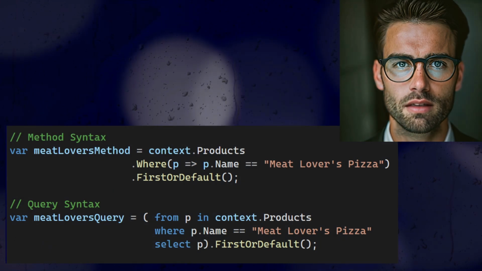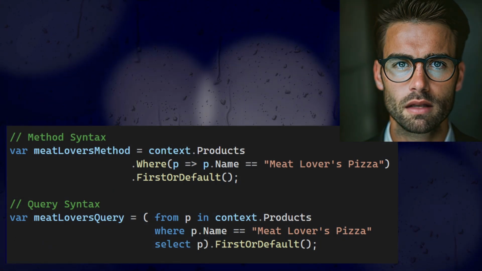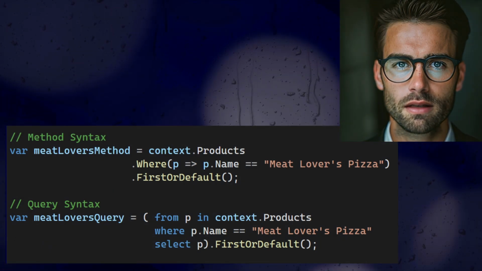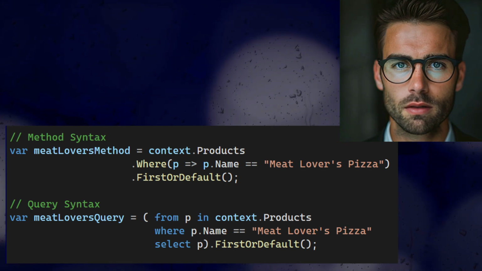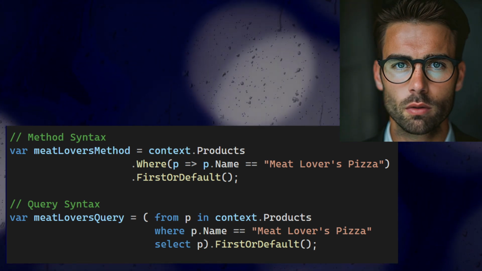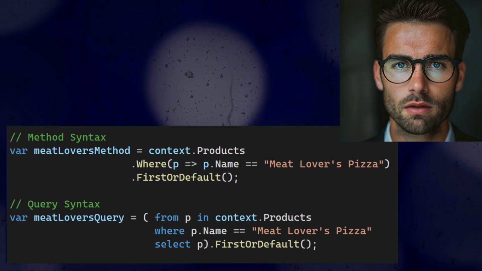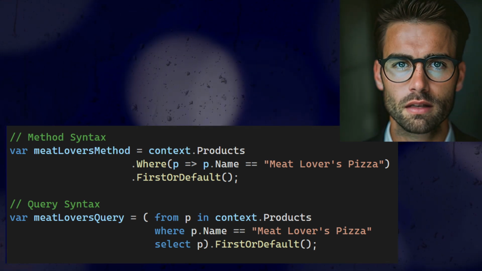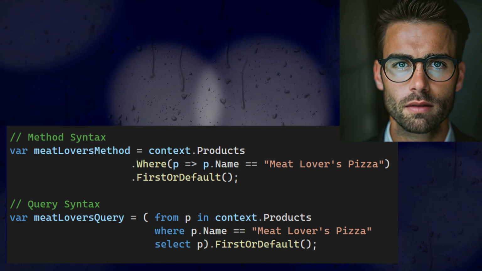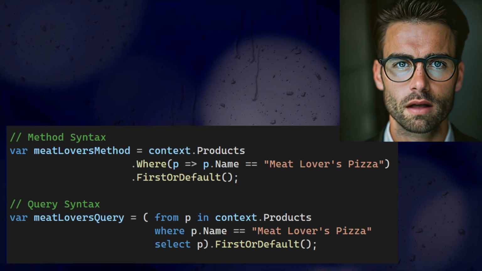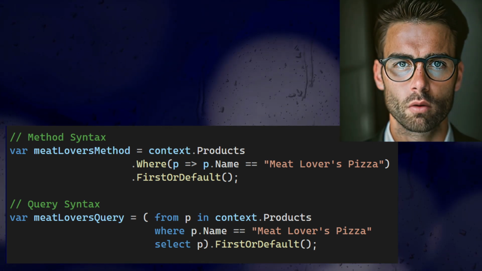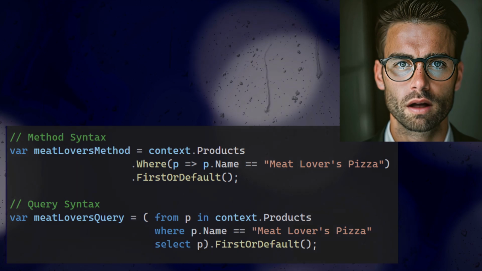LINQ offers two syntaxes for querying data: method syntax and query syntax. Both achieve the same result, but the choice depends on your preference or specific use case. Here we see how to retrieve the Meat Lovers Pizza using both syntaxes. Method syntax uses lambda expressions, while query syntax resembles SQL queries, making it more readable for those familiar with SQL.